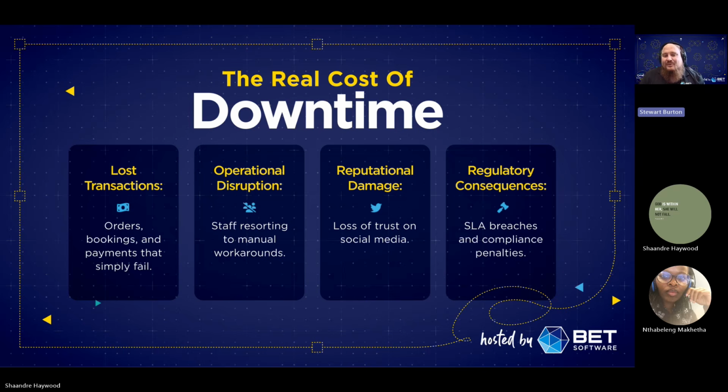The other side of that is the reputational damage that people have experienced. So social media complaints, negative reviews, and loss of trust is a big one. And then there are also regulatory or contractual consequences that can occur. So software license breaches, penalties, and audits.